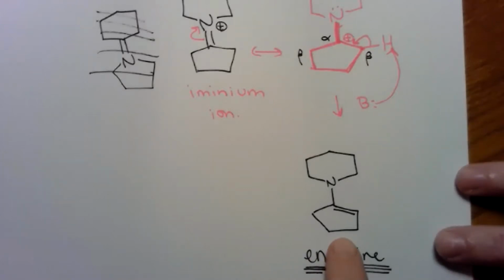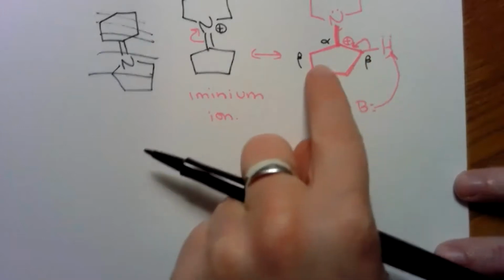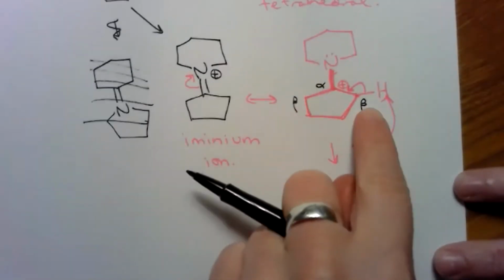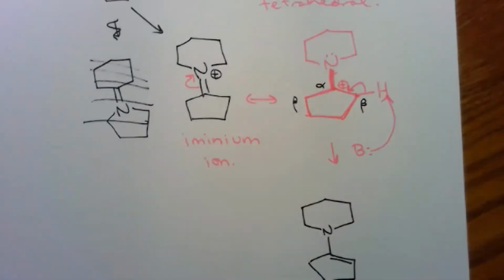When you're making an enamine that is not symmetric, does not have symmetric beta hydrogens here, you're going to follow Zaitsev and make the most substituted alkene by eliminating the hydrogen from the beta with the fewest hydrogens.